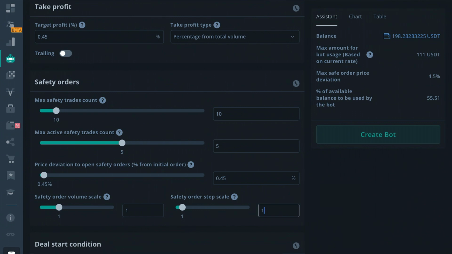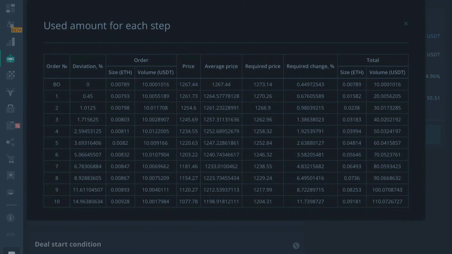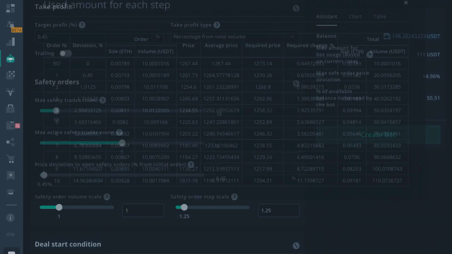Then you can alter the safety order step scale to see where you can get back to 6. So actually, if you put it at 1.1, now you can cover 7% deviation. If you go 1.08, you can cover that same 6% you originally had. If you change this to 1.25, just for example, now you have a much deeper deviation range of 14.96%. But how does this affect your bot's ability to close deals? Well, the larger your deviation is, the further price has to deviate in order for your bot to open another safety order.